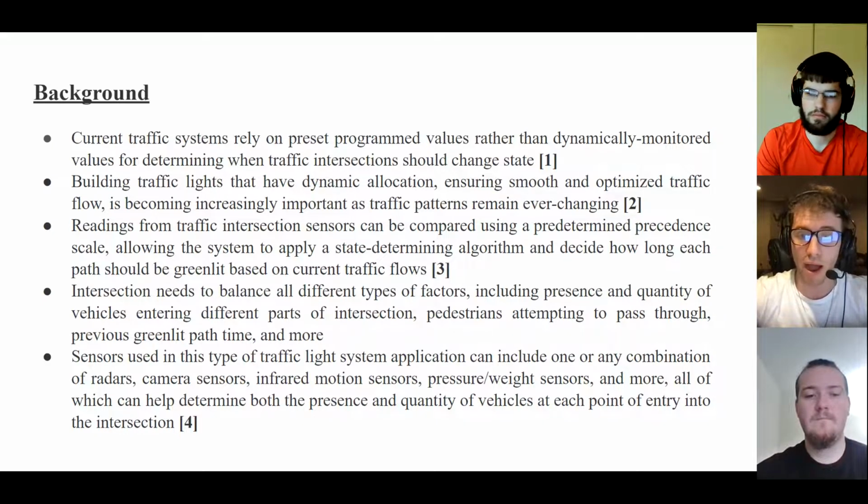The intersection will need to be able to balance all different types of factors, including both the presence and quantity of vehicles entering different parts of the intersection, pedestrians trying to pass through the intersection, previous greenlit path time, and more. And the sensors in this type of traffic light application can include one or any combination of radars, camera sensors, infrared motion sensors, pressure weight sensors, and more, all of which can help determine the presence and quantity of the vehicles at each entry point into the intersection.